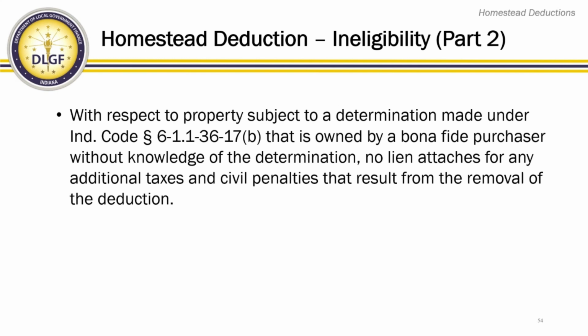An individual who is a bona fide purchaser in an arm's length transaction, who didn't know that there had been a homestead deduction because it wasn't a part of the documentation they received, shouldn't be penalized for any additional taxes or penalties that result from removal of the deduction, as they weren't the ones that owned the property in those previous 3-year look back periods that had the deduction. So they shouldn't be penalized for something that might have been on a property over time when they didn't own it.